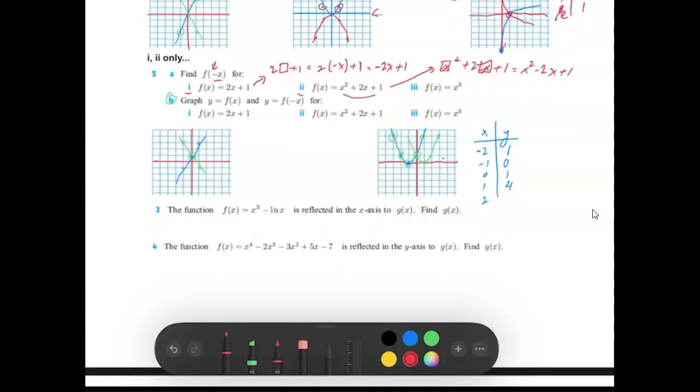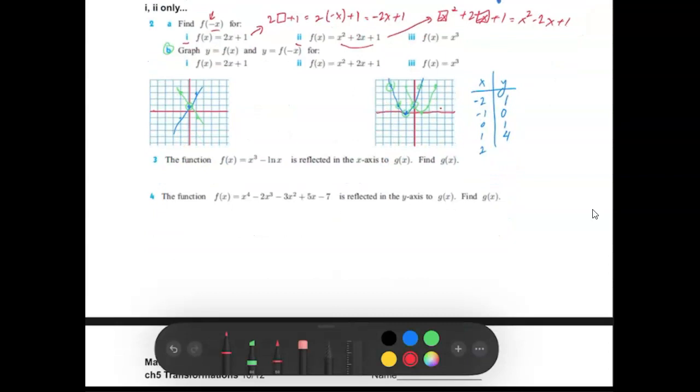Okay, let's look at number 3. The function f of x equals x cubed minus natural log of x is reflected in the x-axis to g of x. Find g of x. So remember, if we're reflecting in the x-axis, that means that it's a vertical reflection over the x-axis, right? So a vertical reflection is equivalent to negative f of x. So g of x is equal to negative f of x. So let's simplify that. So we're going to put negative, and then we'll just put f of x in parentheses inside. And so if we simplify it, it'll be negative x cubed plus natural log of x.